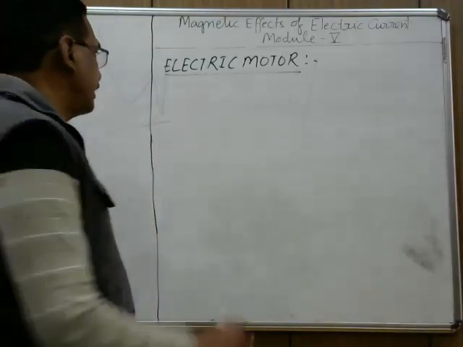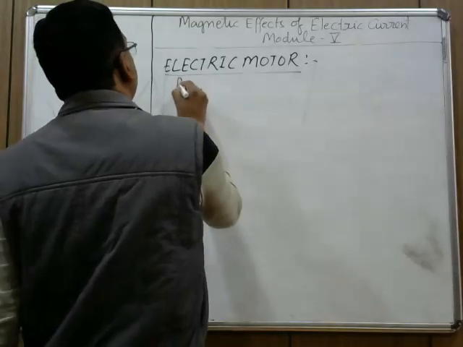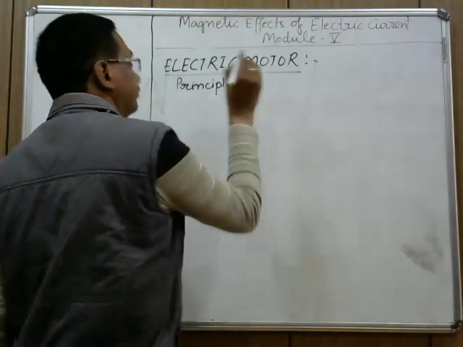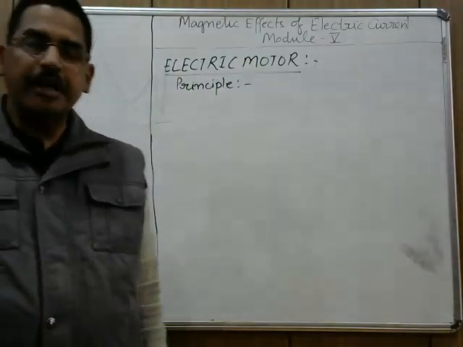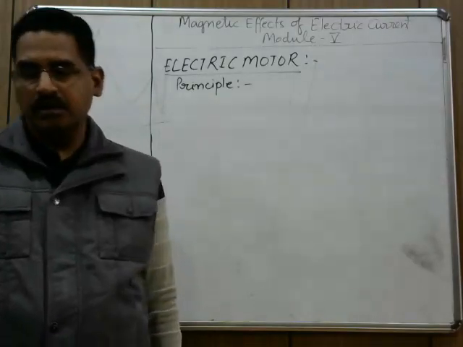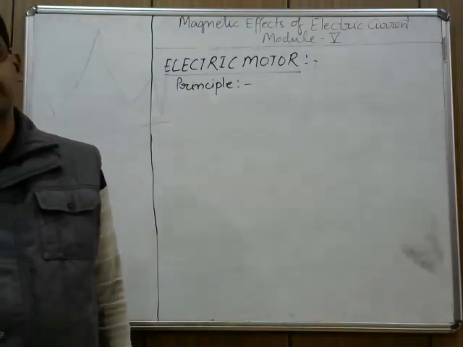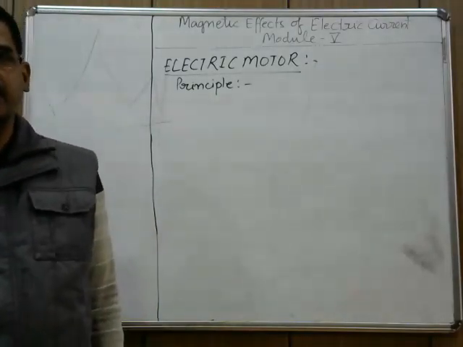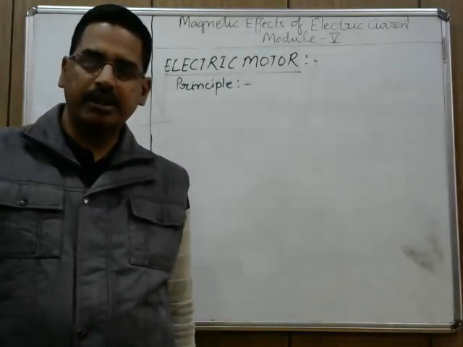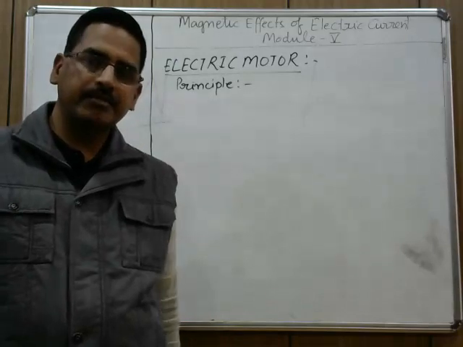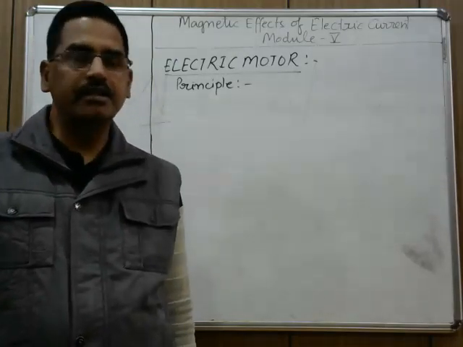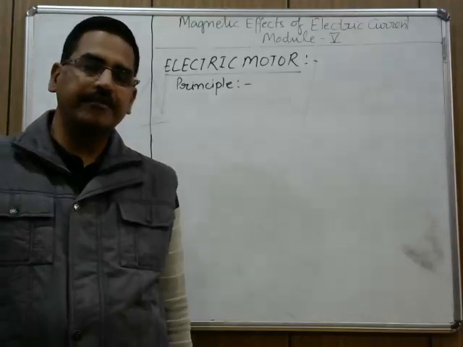Now the next question is, what is the principle? The principle of electric motor is that when a current carrying conductor is placed in a magnetic field and it is free to rotate, then it starts rotating, because a current carrying conductor placed in a magnetic field experiences a force whose direction is given by Fleming's left hand rule.